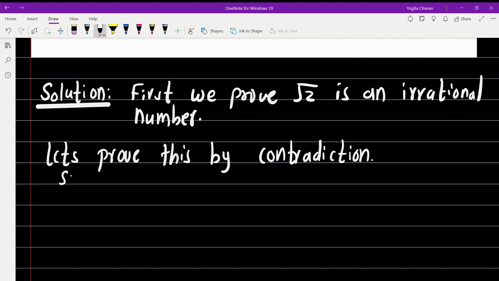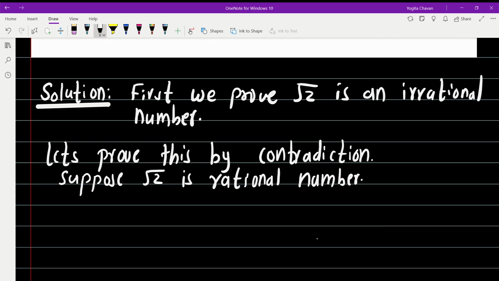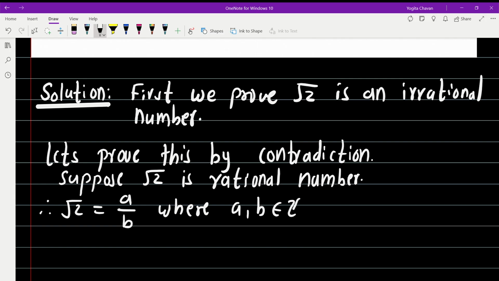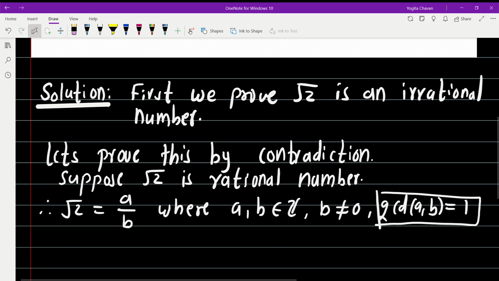So suppose square root of 2 is a rational number. Therefore, square root of 2 is equal to a by b, where a and b both are integers. This is not enough. Moreover, b is non-zero, and an important condition: GCD of a and b is equal to 1. This is important. GCD of a and b is 1.